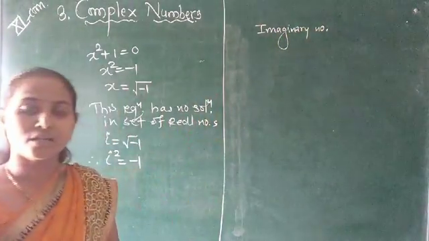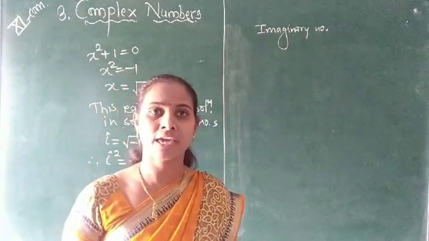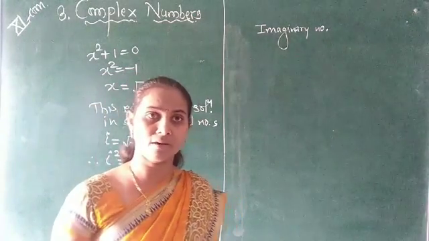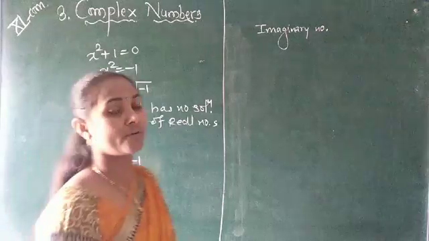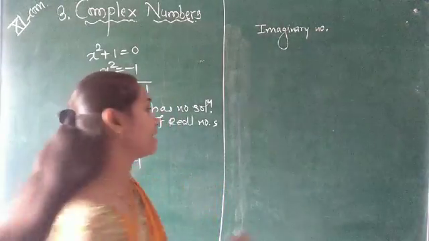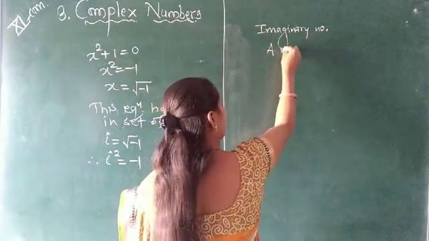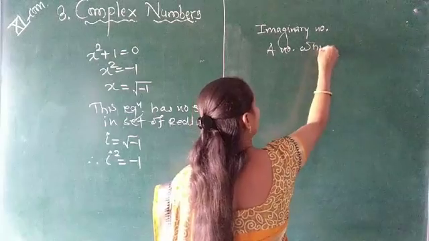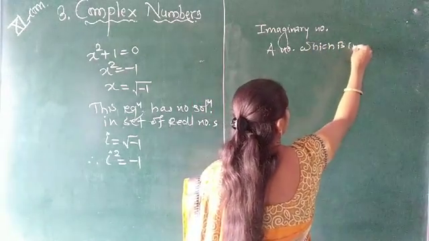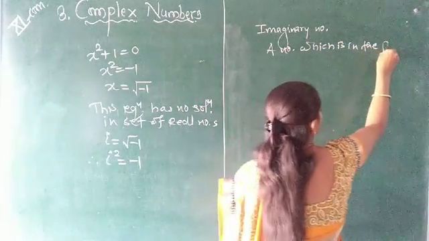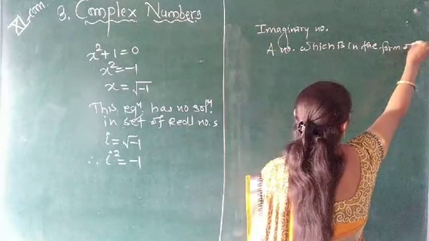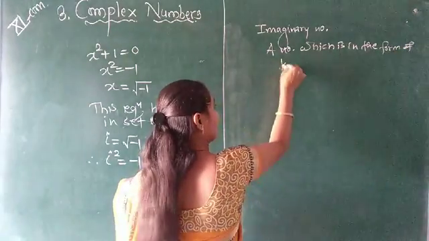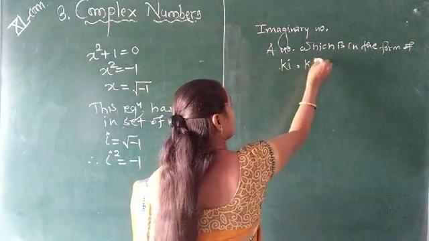A number which is in the form of ki, where k means any real number, that is k belongs to R, is called an imaginary number.